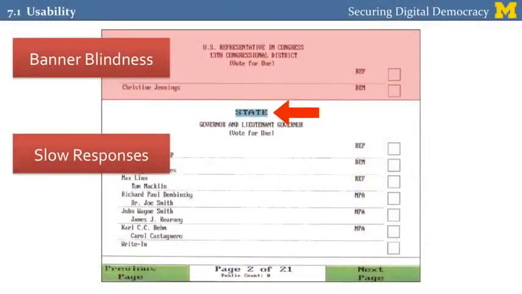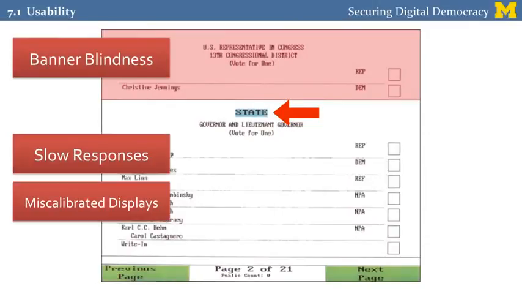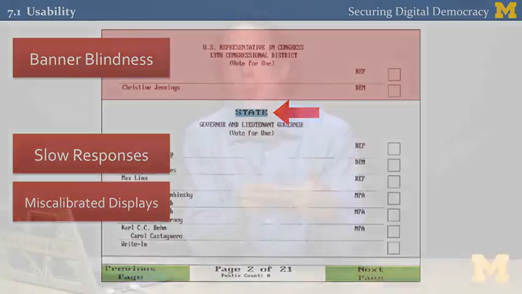Another problem with these machines that just compounded this sort of thing was very slow response. The machines displayed a lot of lag moving from page to page. Furthermore, there's often a problem with DREs that the displays aren't completely accurately calibrated. This manifests itself in other cases and has in other races been documented as causing what people think is a vote swapping effect. You touch one place on the screen and the machine registers and shows a check in another box. That's usually caused by a miscalibrated display.